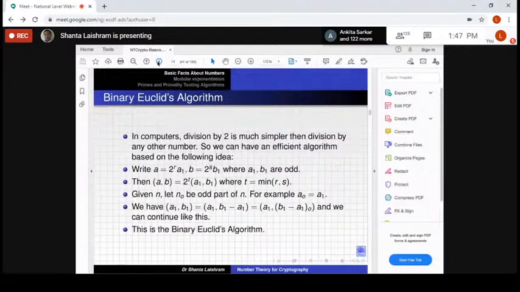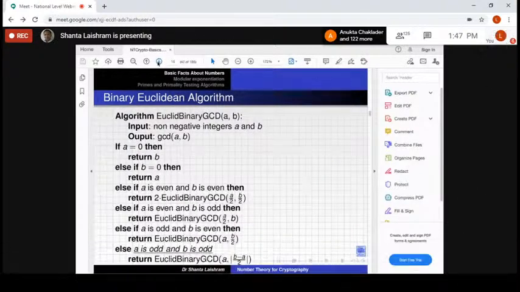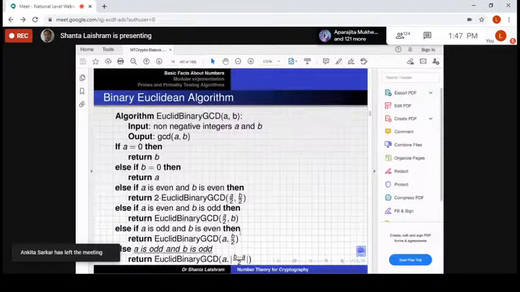So let me give you an example. Yeah, so let me give you the algorithm. So basically, you start with two numbers A and B. If both are even, then you take GCD of A by 2, B by 2, and if one of them is even and the other is odd, then A by 2, B. So basically, this is just the binary Euclidean algorithm I was showing you.